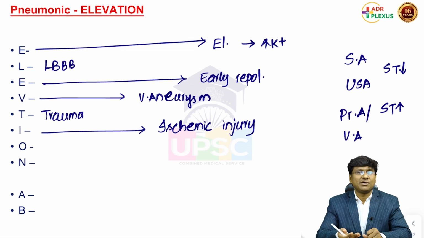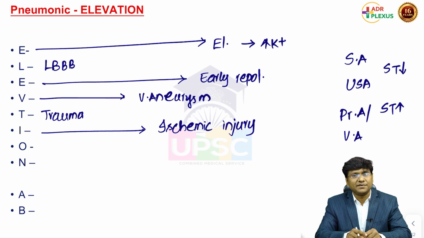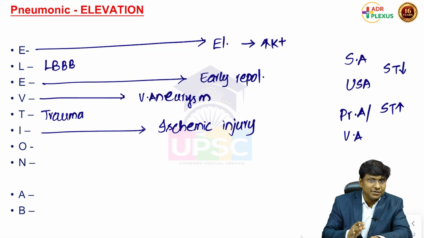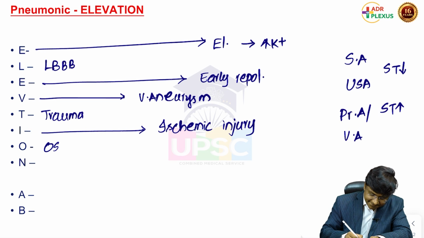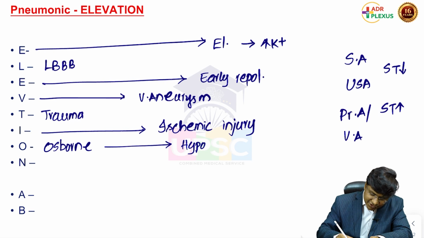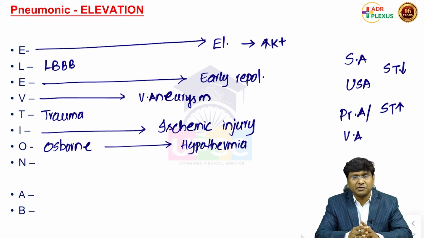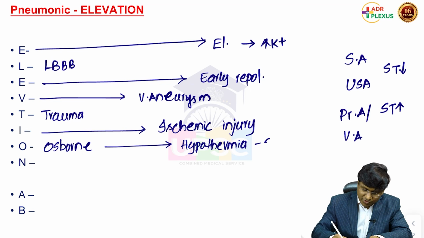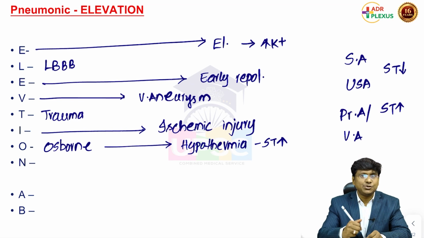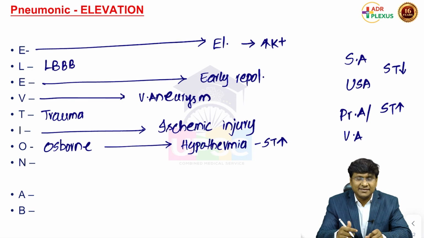So Prinzmetal angina or variant angina, you have the presence of the ST segment elevation. And the word O stands for the Osborn wave. So where do you see this Osborn wave? You come across this Osborn wave in patients with hypothermia, right? In patients with hypothermia, you have the presence of the Osborn wave. So in hypothermia, you will also have the ST segment elevation. I'll show you this Osborn wave subsequently in the next questions.